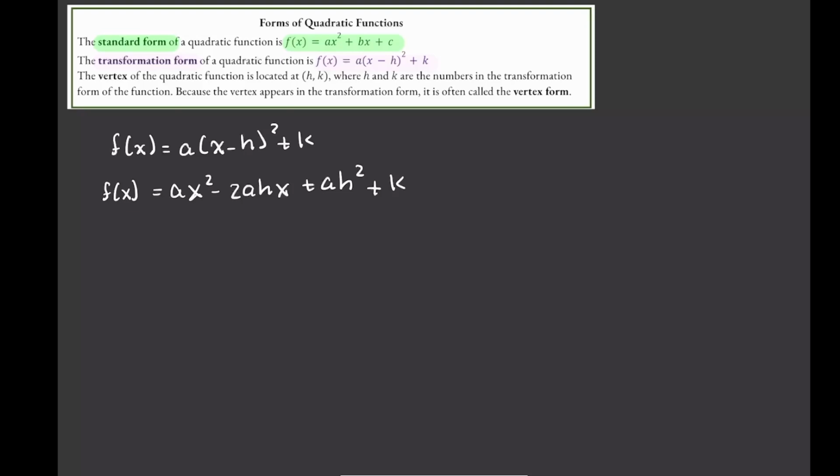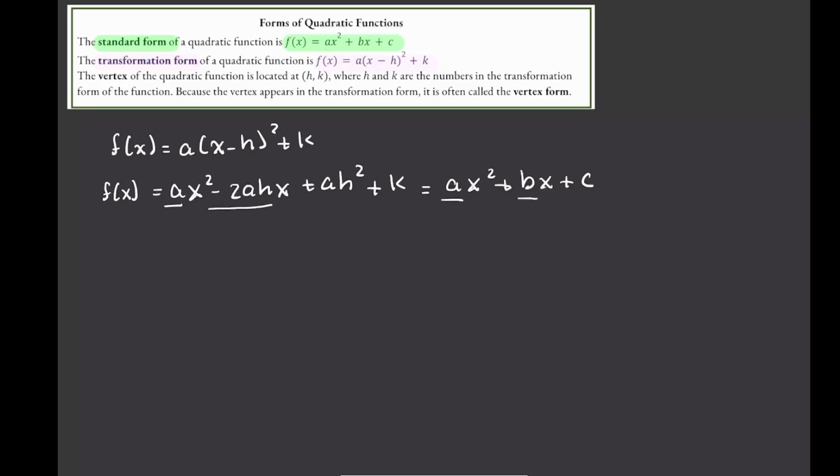And we know that the standard form and transformation form are two equations that are equivalent, meaning they're equal to each other in value. So I'm going to take the expanded form of my transformation and set it equal to the standard form of the equation, which is ax² + bx + c. Since both of these equations are equal, I know that the coefficients in front of the variables have to be the same value. So a is equal to a, and −2ah has to be equal to b.